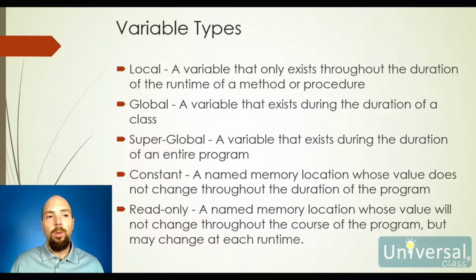We also have what are called global variables. Now a global variable would be one that exists throughout the duration of a particular class. And in the way that C# works is typically a class is going to be a file.